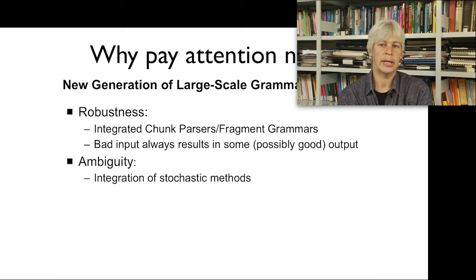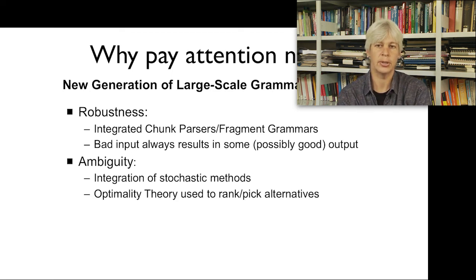Ambiguity can be dealt with by the integration of stochastic methods, preferences, etc. So you go through corpora, you figure out what the statistical preferences are for that language, and you can integrate those directly into an LFG grammar. And you can use something called optimality theory, which was developed in theoretical linguistics, to actually rank or pick alternatives. This is actually what we use for the English call grammar, and I'll tell you about how we use optimality marks or OT marks as part of the LFG grammars in one of the lessons.